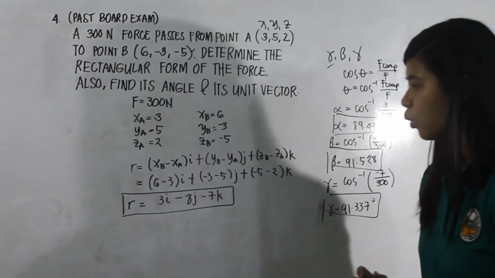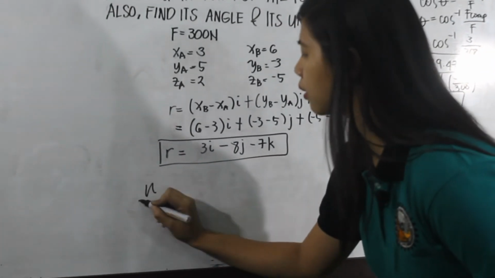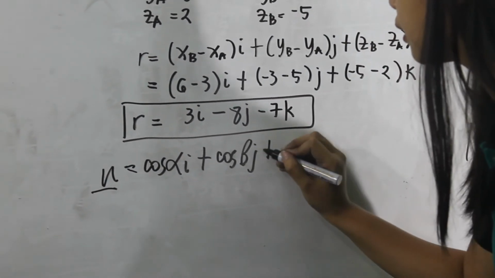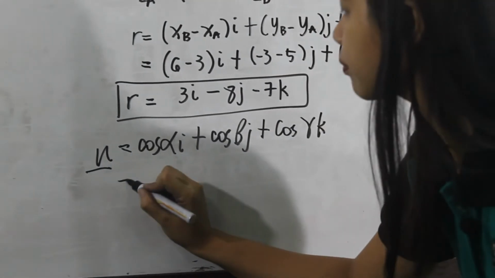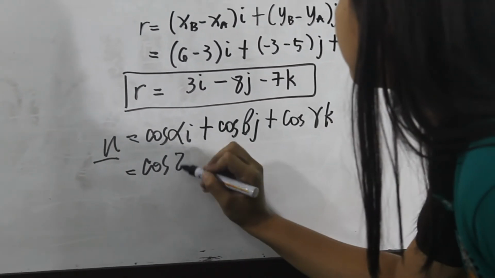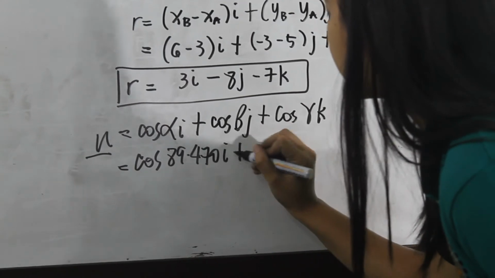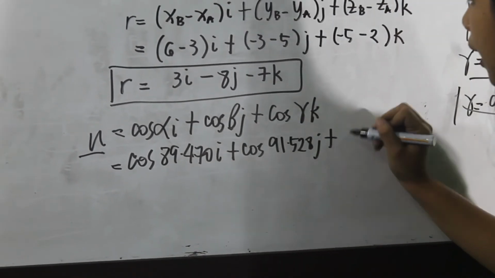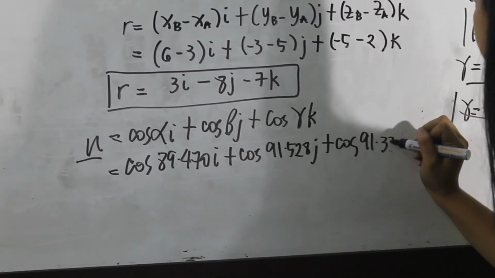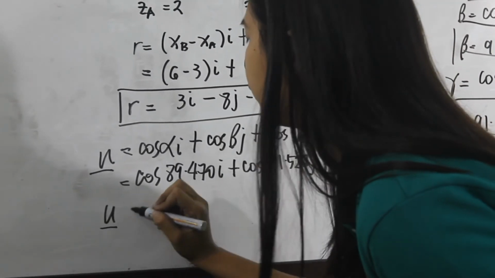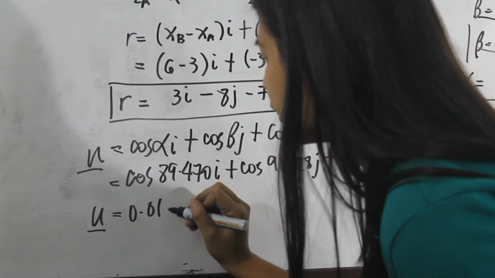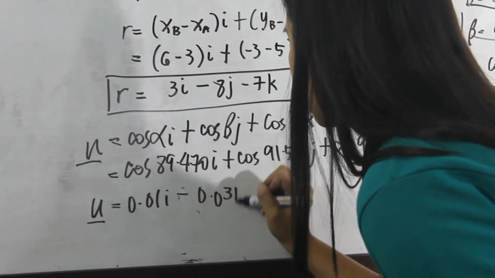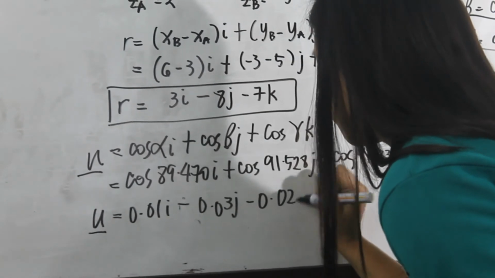Now, for getting the unit vector, we have cosine alpha I plus cosine beta J plus cosine gamma K. That will be cosine 89.470 I plus cosine of 91.528 J plus cosine 91.337 K. And that will give us the final answer of 0.01 I plus or minus 0.03 J minus 0.023 K.